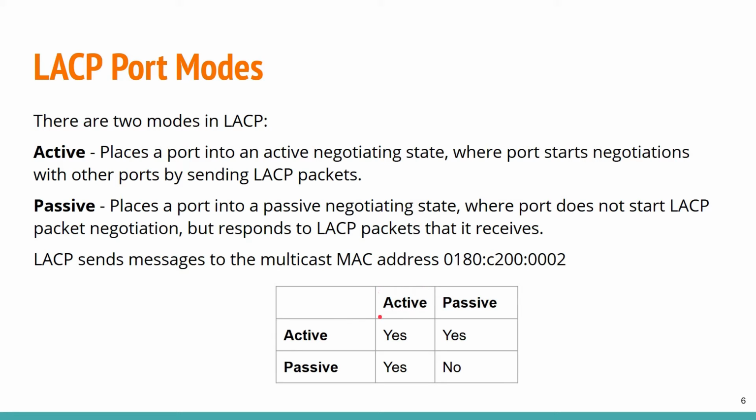For example, if we have active mode on one end of the link and active mode on the other end of the link, LACP will form adjacency. If we have active mode on one end of the link and passive mode on the other end of the link, LACP will form adjacency. And it will form adjacency as well if we have passive and active. But if we have passive mode on one end of the link and passive mode on the other end of the link, LACP will not form adjacency.